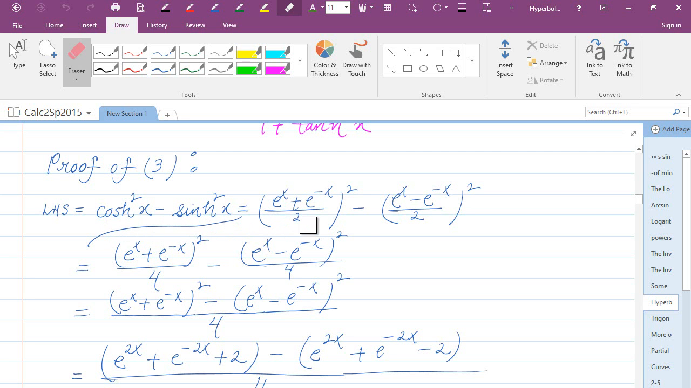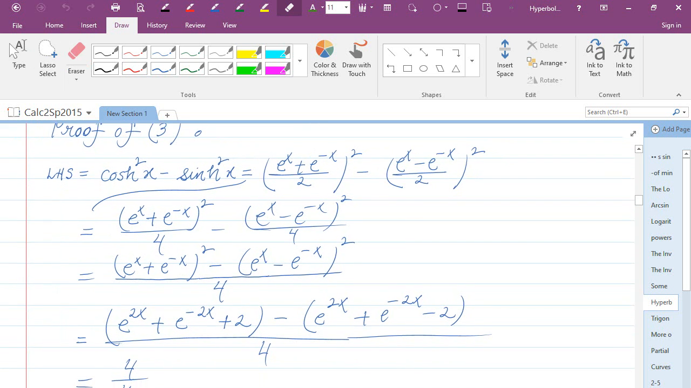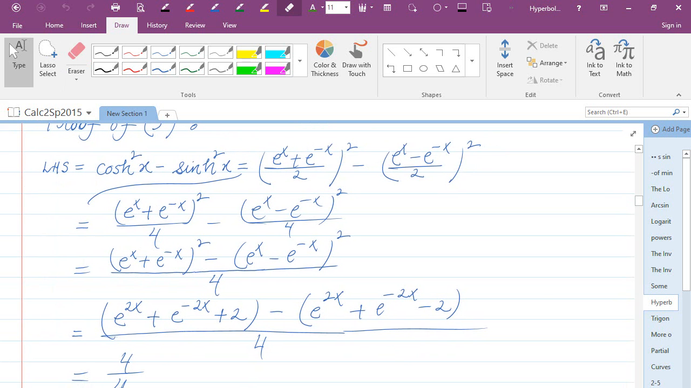So I'm plugging that in, squared, minus I'm going to plug in the value of hyperbolic sine of x, which is e to the x minus e to the minus x over 2, and then I have squared. So now it's just a matter of algebraic manipulations.